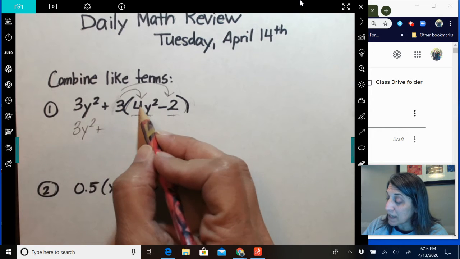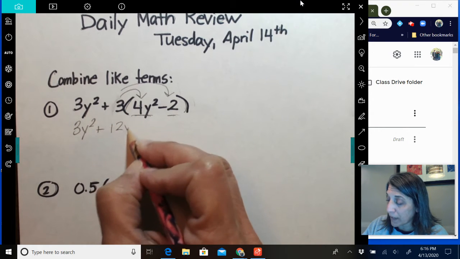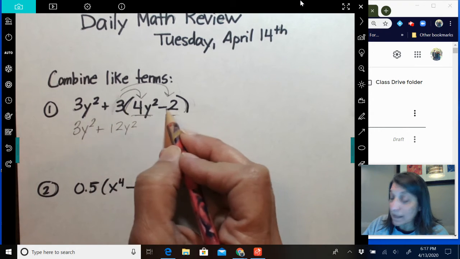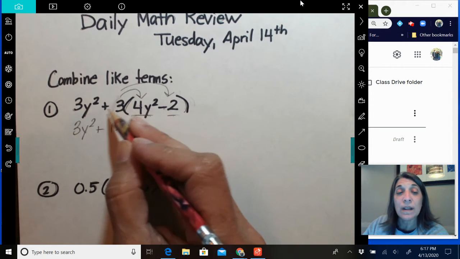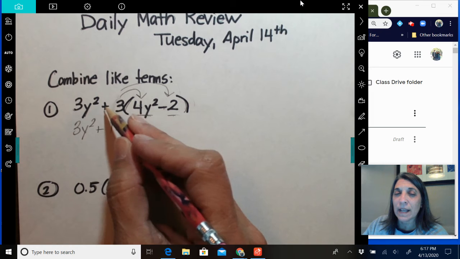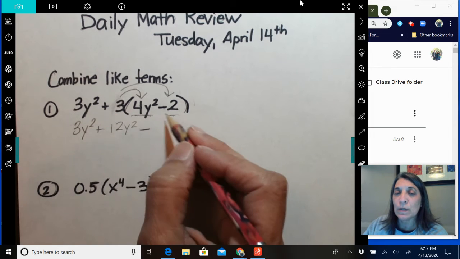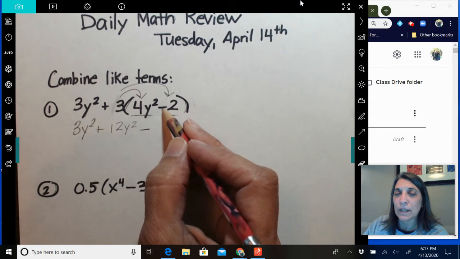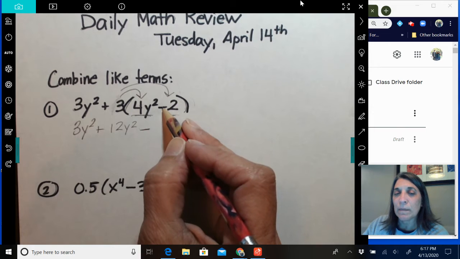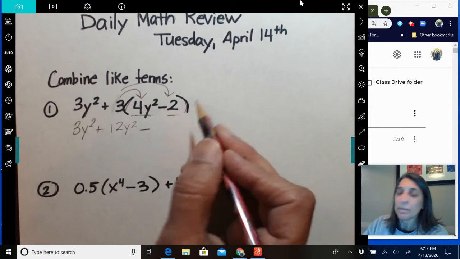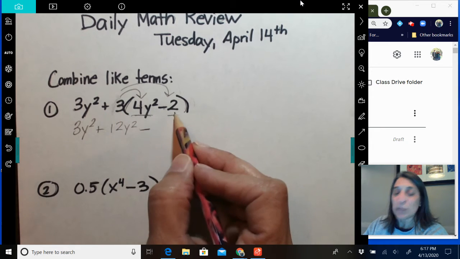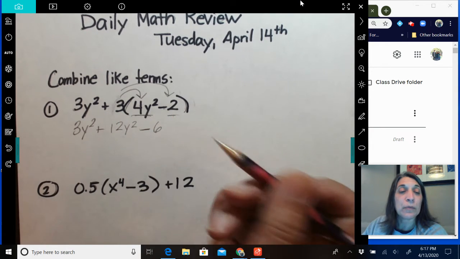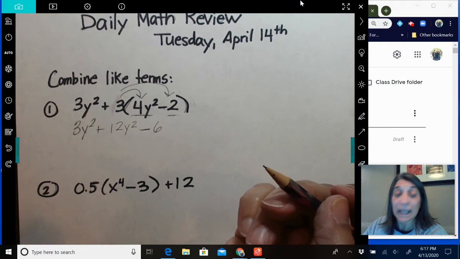So when I do 3 times 4, I get 12y squared. And then this is minus, and a lot of you were changing the sign. I know when there's a negative sign out here, we get a little confused, but you need to be really careful to not change that sign. Anyway, we'll go into that another time. 3 times 2 is 6. Okay, so I've got 3y squared, and then it's time to combine like terms.